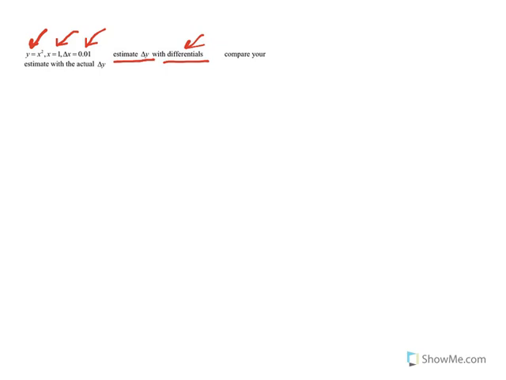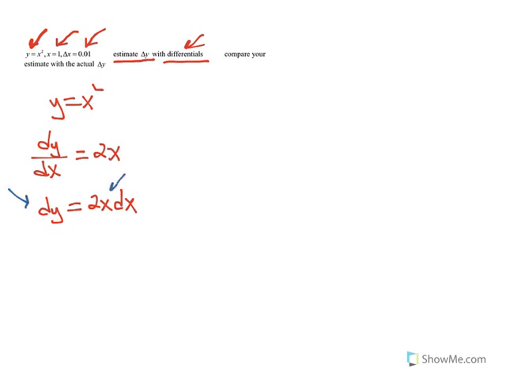So if we have the equation y equals x squared, the change in y with respect to x will be 2x. And we're interested in just the change in y, so we're going to multiply both sides by dx. So this will be our differential. And we are interested in the change in y when we know what the x is and we know what the change in x is going to be.